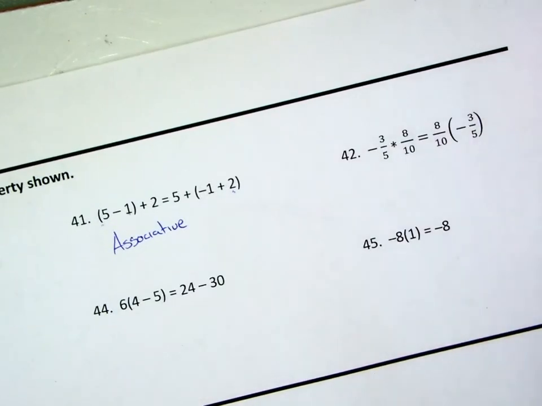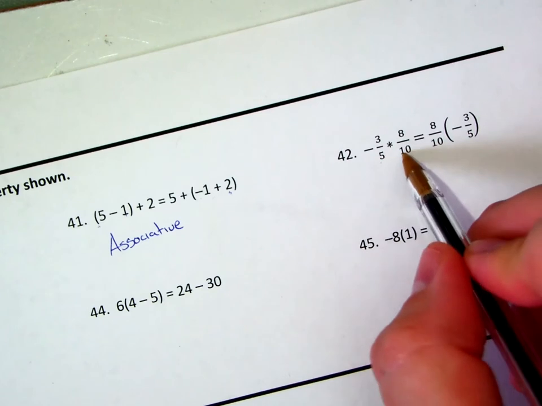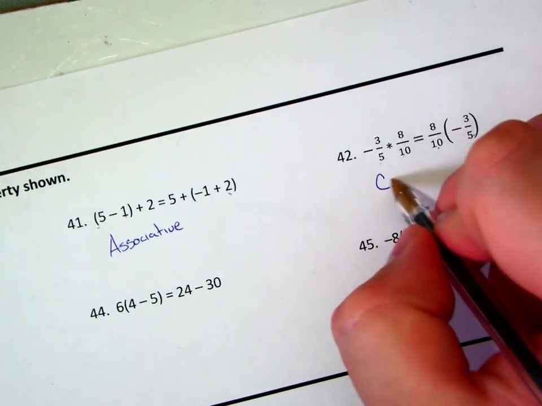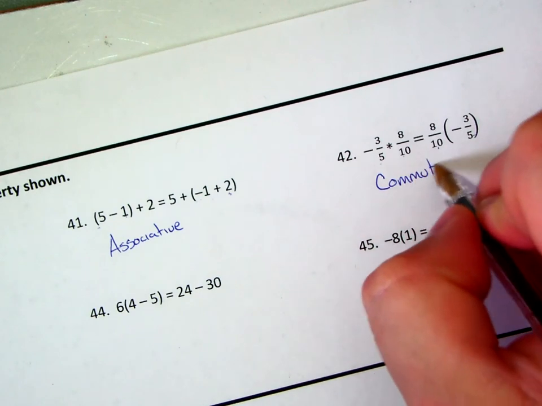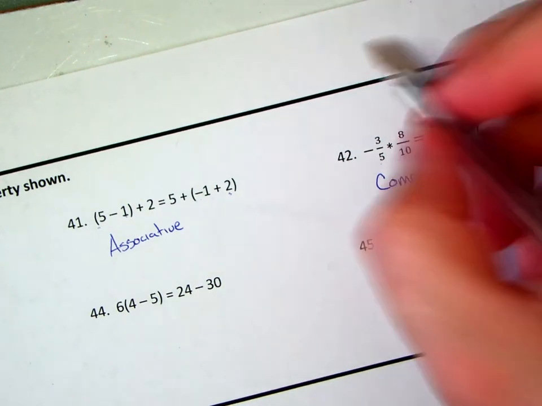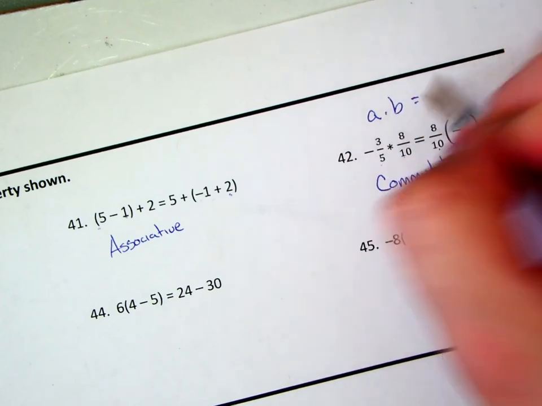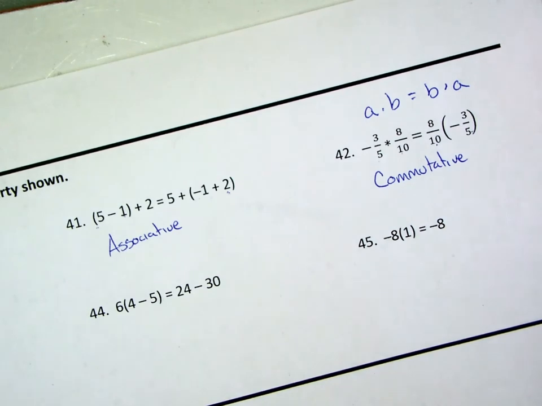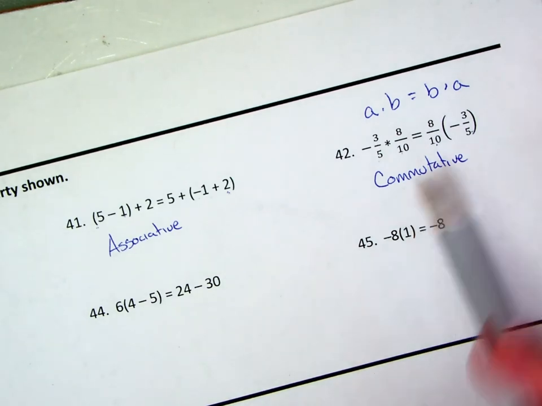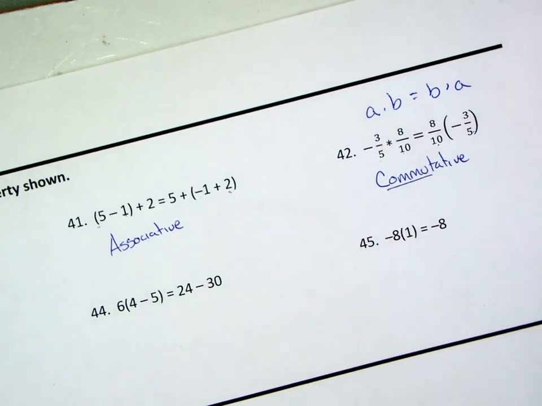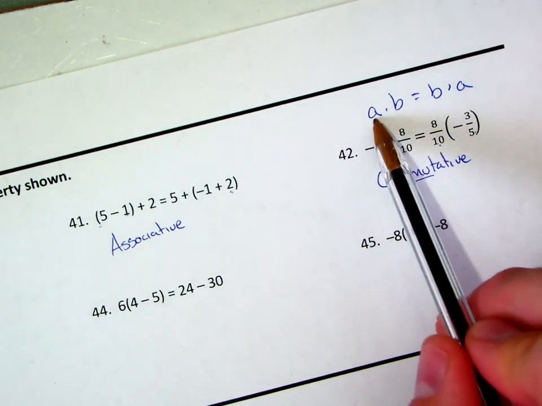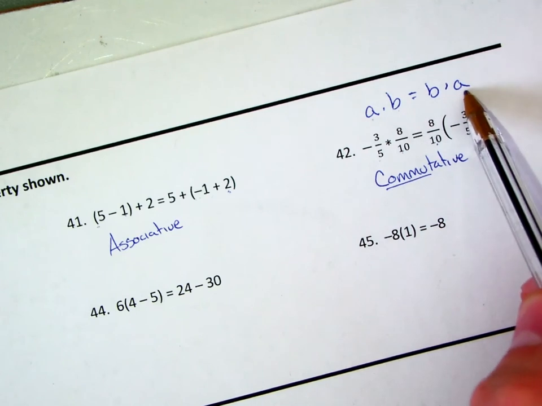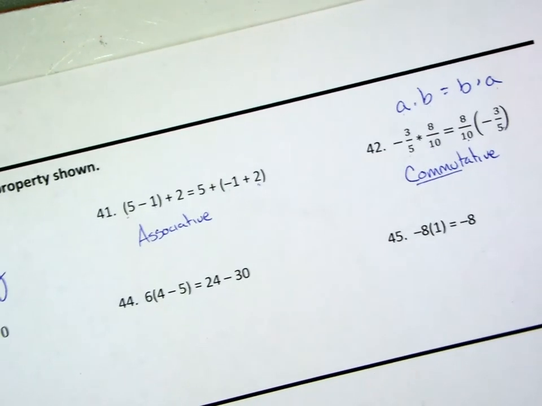Number 42. I'm dealing with two terms on either side, and it appears that they both flip. That's a classic commutative property. So basically what we're looking at is A times B equals B times A. And again, how I think of this in my head so that it helps you remember is commute. The distance from my house to school is the same as the distance from school to my house. The commute is the same. It would be commutative property.